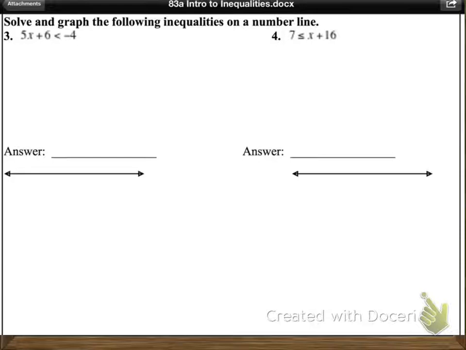We have 5x plus 6 is less than -4. When you solve an inequality, you solve it exactly like you would solve an equation. Okay, so I'm going to write that here at the bottom. Solve exactly like an equation.